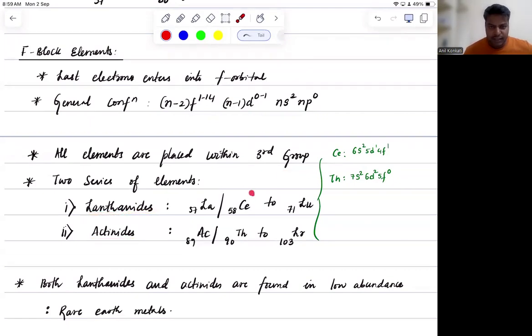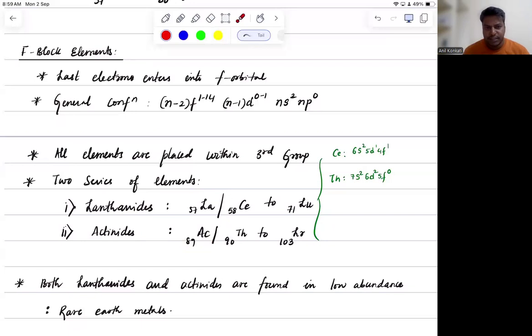The lanthanide series starts from cerium to lutetium. Lanthanum is the only one which belongs to D block, but also has some characteristics of F block. If the question is asked, where does lanthanum belong? It belongs to D block, not F block. Keep that in mind. Same way, actinium belongs to D block, not F block, but that is the starting element of it.